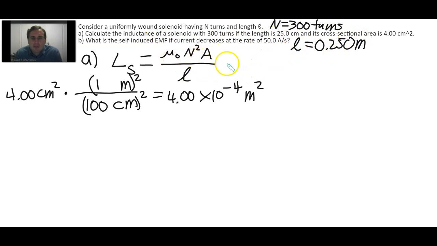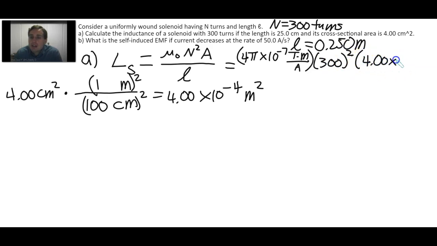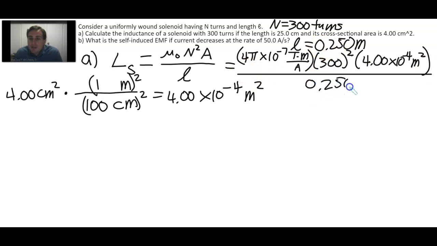So there we go. I think that's all we need. So let's put the numbers in. Now mu naught we know is 4 pi times 10 to the minus 7th tesla meters per ampere. That's the constant, the permeability of free space. N squared is 300 squared. The cross-sectional area that we just calculated is 4.00 times 10 to the minus 4 meters squared. And we divide that all by the length, which is 0.250 meters.